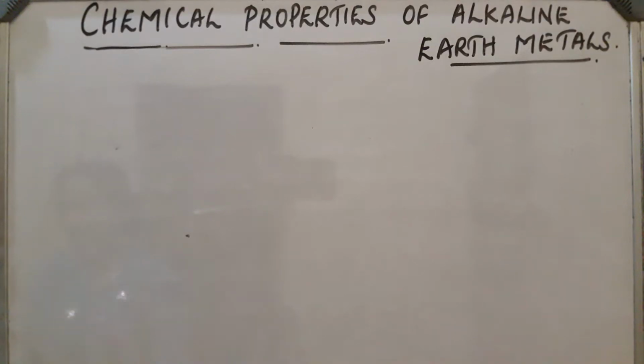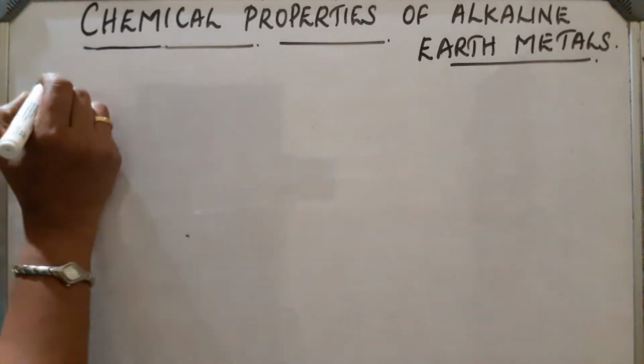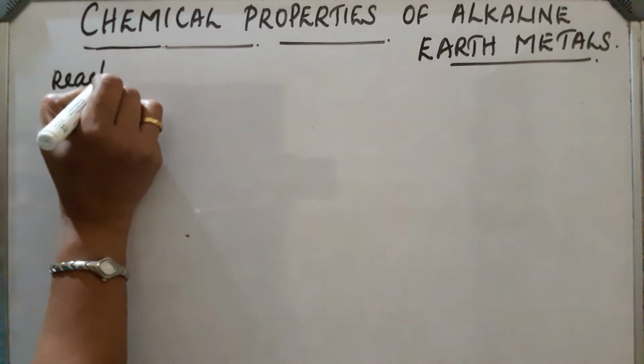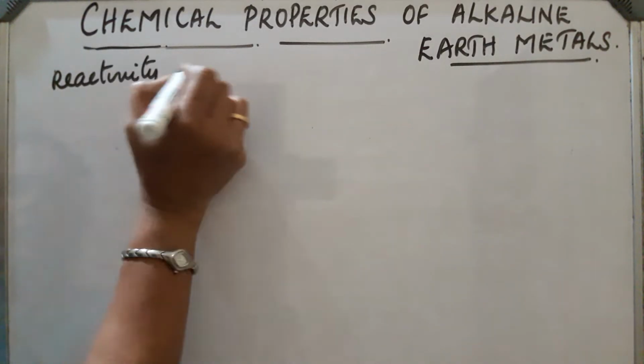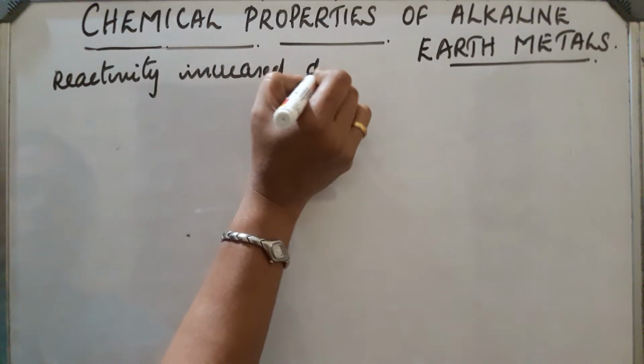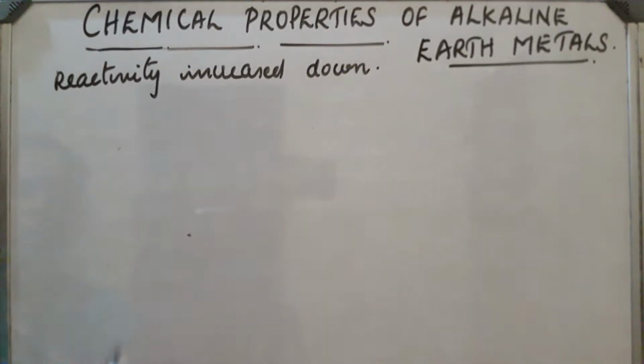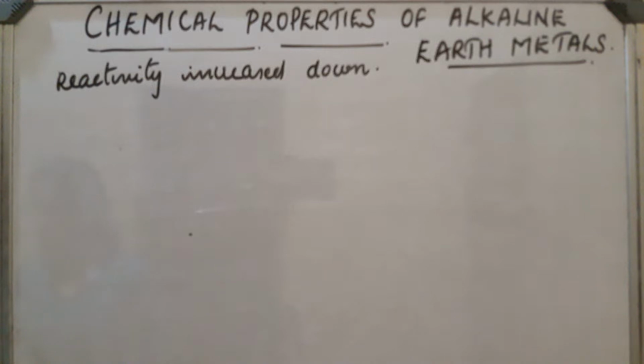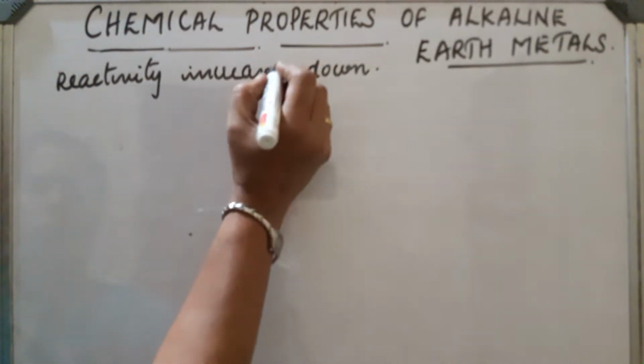Chemical properties of alkaline earth metals. Compared to alkali metals, alkaline earth metals are less reactive because of their small size and high ionization enthalpy. Reactivity increases down the group, because the ionization energy decreases and electropositive character increases. So, reactivity increases down the group.